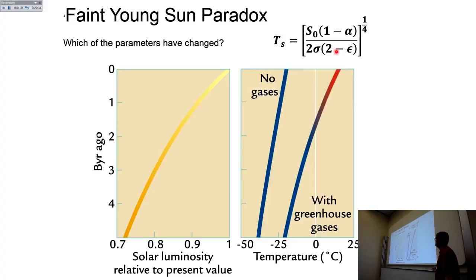Now, one of the ways around that problem, as explained in the video, is that in the early Earth it's thought that we had much more, and perhaps different, greenhouse gases that kept the temperature up, so the emissivity would have been much higher. Therefore, the temperature of the Earth could have been correspondingly higher to compensate for the lower sun output.